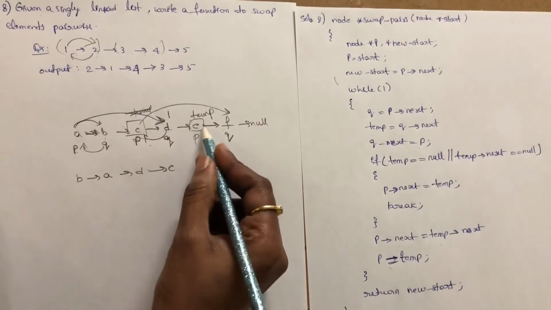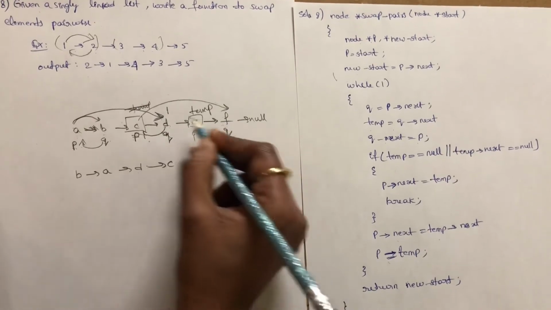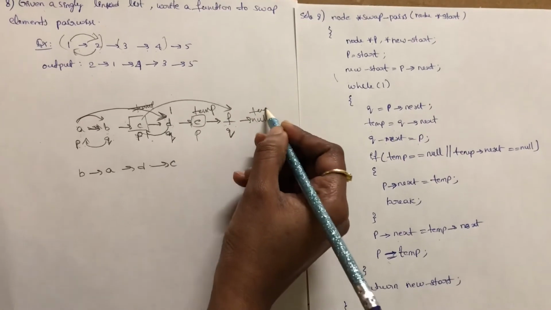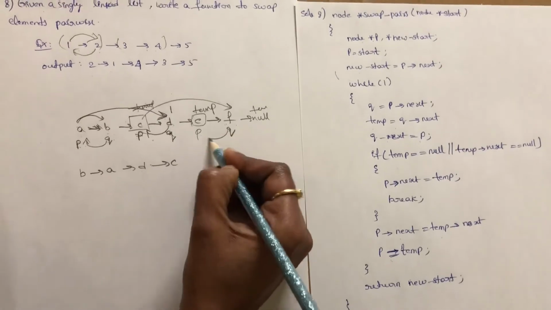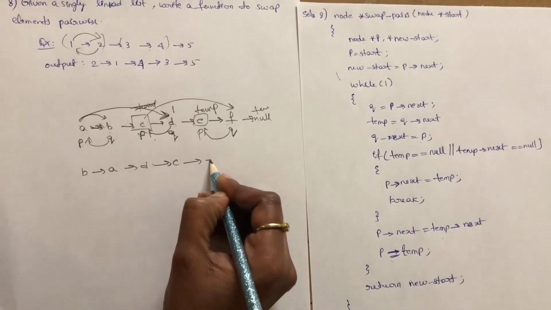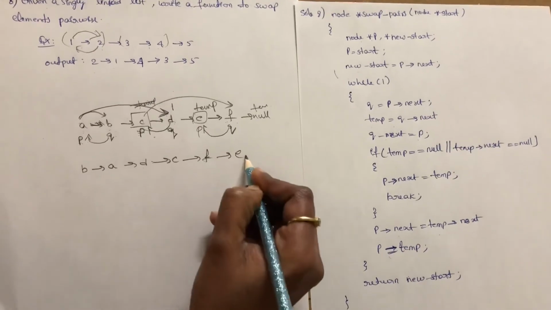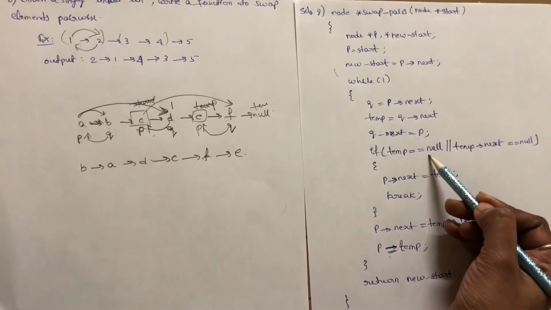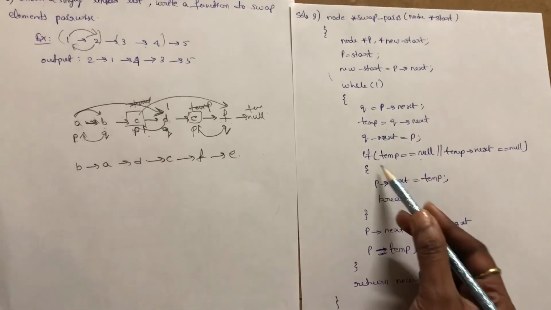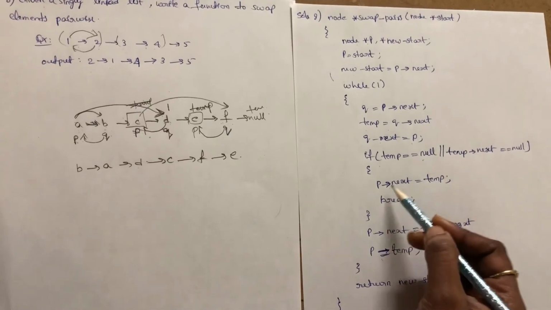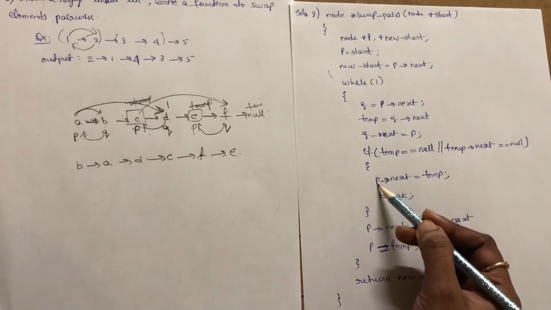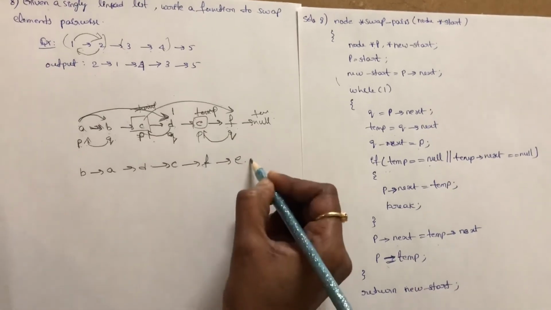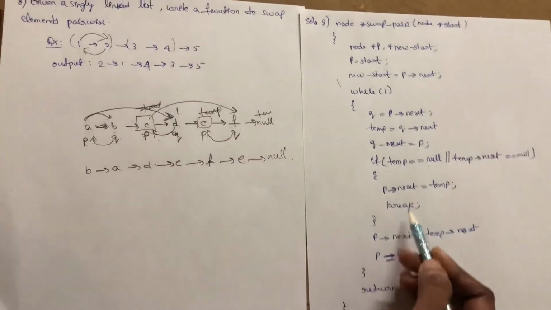Now one more iteration is done. By this time q is here, and p next is going to be q. We are saving the temp, where temp is nothing but null now, and q next is p. That means it is pointing to p, that means f, e. Now the temporary variable is pointing to null. This condition is satisfied, so it enters into this condition, and p next is equal to the temporary variable, that means null. E next is going to be null, and then break.